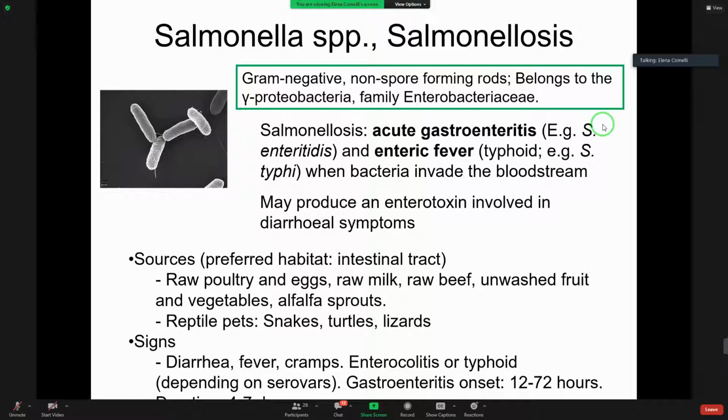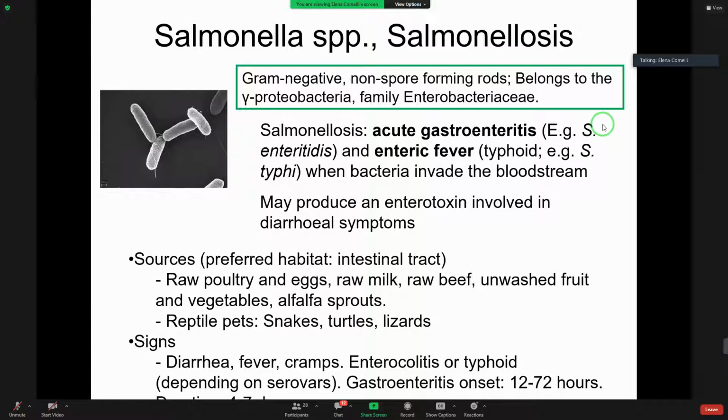The difference between the two is that enteric fever is a systemic disease because the Salmonella bacteria invade the bloodstream. So obviously, as you can imagine, the outcomes are much worse with enteric fever. The favorite habitat of Salmonella is the intestinal tract. It can be found in the environment, but it wouldn't be able to reproduce that quickly. So the intestinal tract is really the main reservoir and preferred habitat.